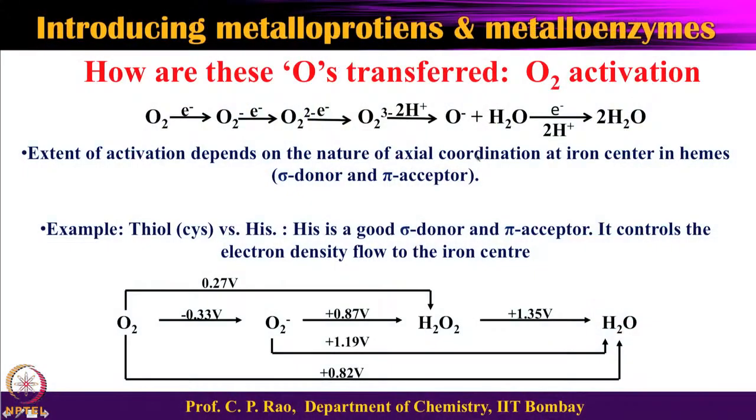So, all this depends on what? It depends on the redox potentials. The activation obviously depends on the redox potentials, and the redox potential in turn depends, in the case of hemes, on the axial coordination at the iron center. Whether the coordination is more sigma donor, pi acceptor type, or a combination of these will determine how easily you can get the electron, how easily you can reduce.